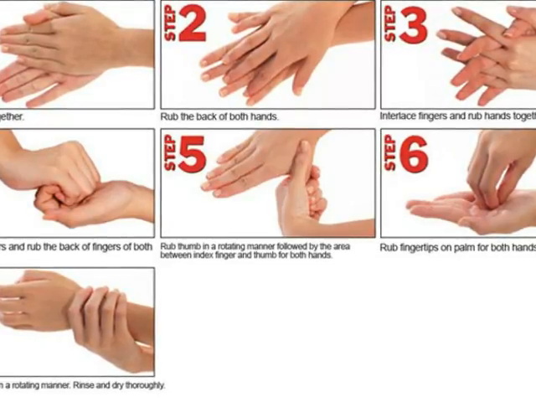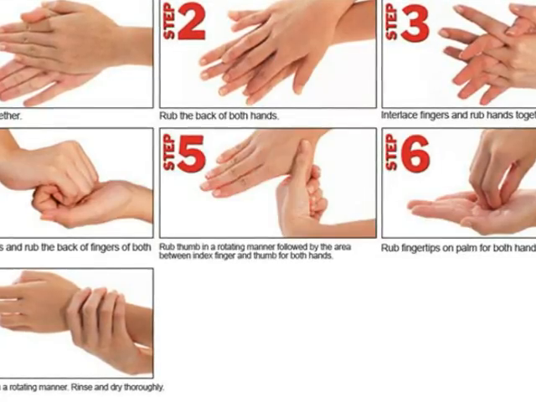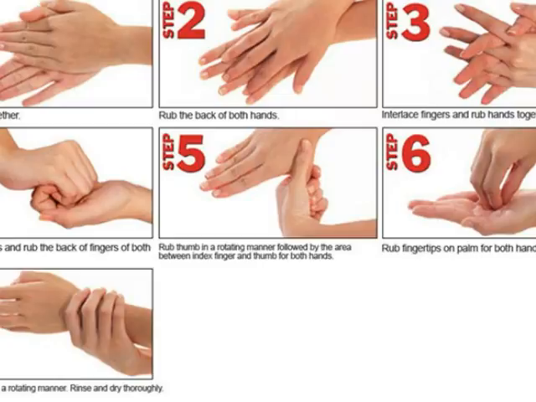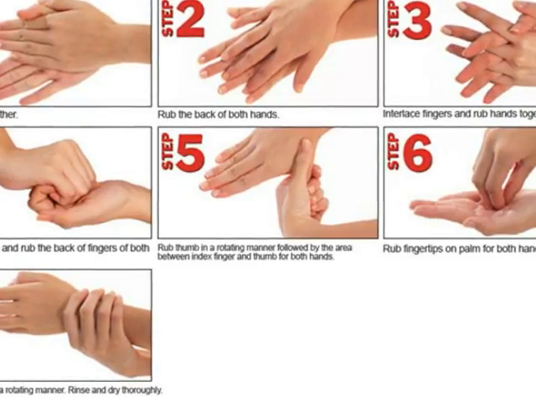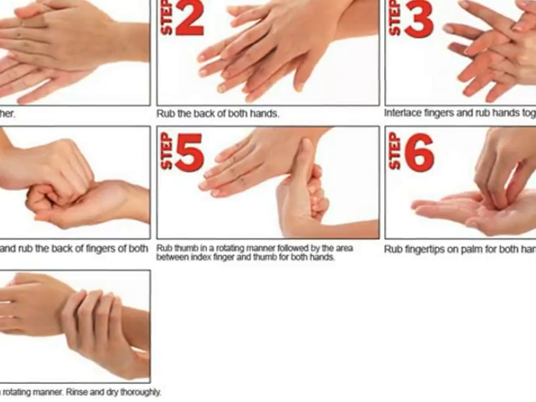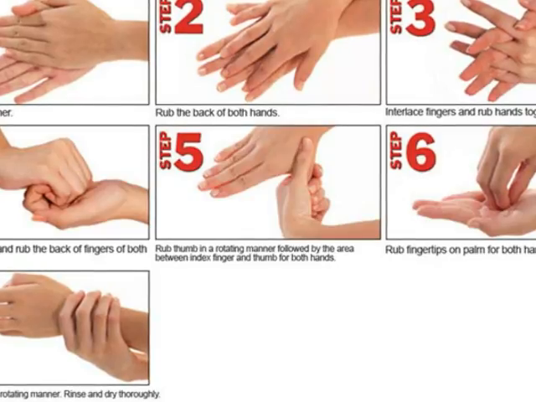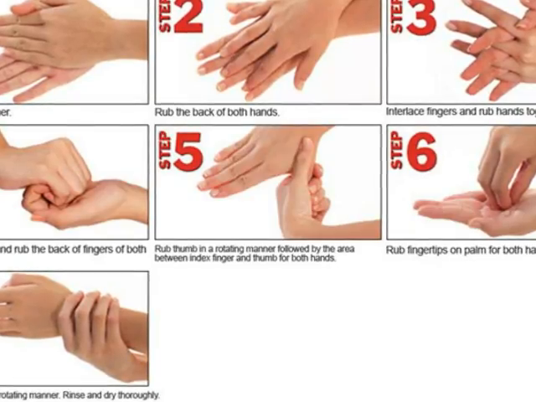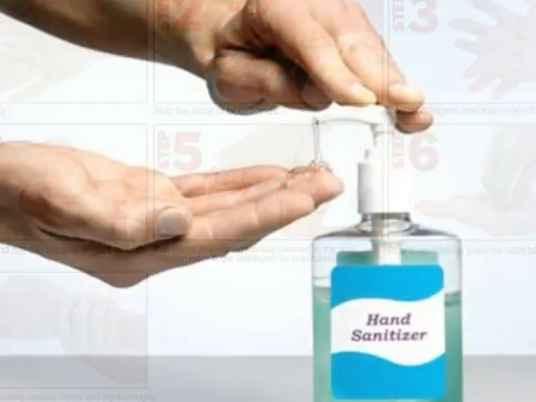Now, you may find yourself in a situation where you don't have access to running water or soap. As an alternative, you may choose to use hand sanitizer. An appropriate alcohol-based hand sanitizer should be at least 60% alcohol per volume. The benefits of hand sanitizers are they can easily be carried with you anywhere, and they are very effective at reducing the number of microbes on your hands.